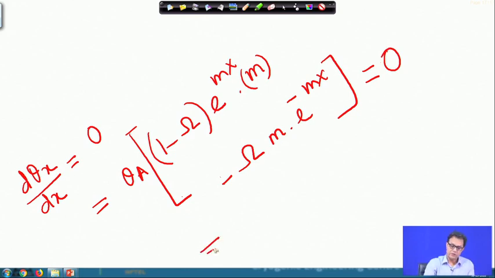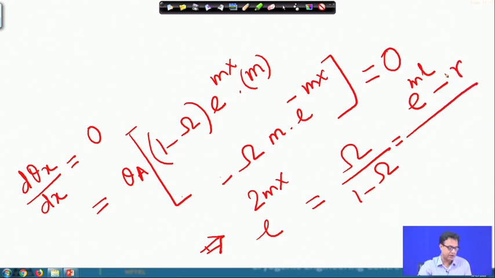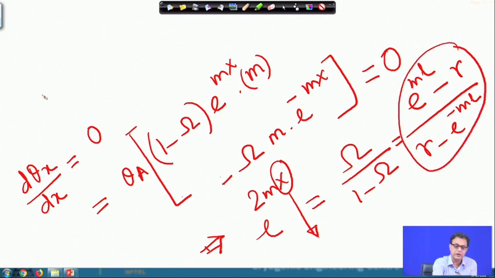So, this will lead to, if you do a little algebra, you will find that e to the power 2mx is equal to omega by 1 minus omega, and with a little bit of algebra you will find that this is nothing but e to the power ml minus r by r minus e to the power minus ml. So, this will tell the exact location of the extremum that is occurring in this fin connected between the two plates.